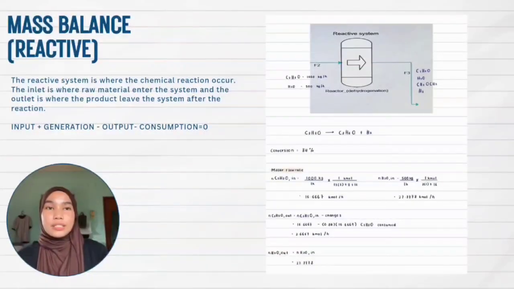Next, to calculate the mass balance for the reactive system, we first convert the mass flow rate that we obtained to the molar flow rate. Then we apply the formula: mole flow rate out equals mole flow rate in plus changes, where the changes refer to the consumption or the generation of the component. As you can see, the water flow rate remains unchanged because water only acts as the heat controller to absorb excess heat and prevent overheating.